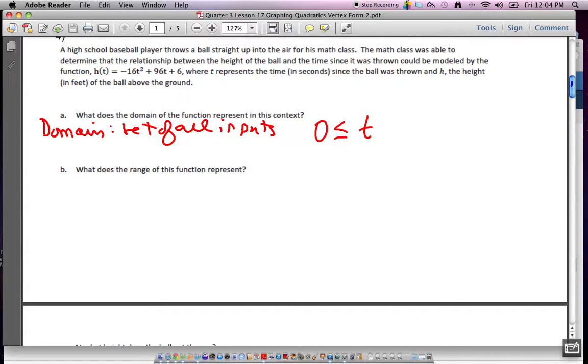Now, in this problem, I need to figure out how long until the ball touches the ground. So can you guys get on your calculator and type in negative 16t squared plus 96t plus 6 and see how long it takes to get back down to the x-axis, that is to say, back down to where it hits the ground.